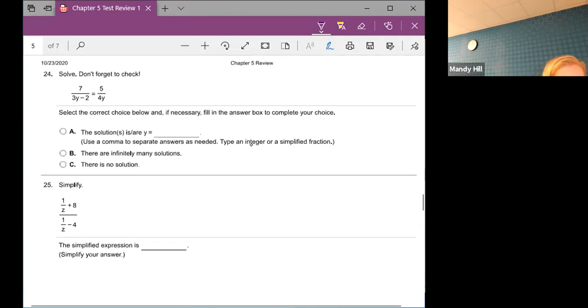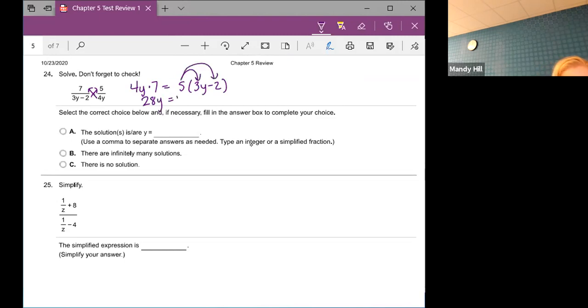Last two problems. They want us to solve this for y. We know that you cannot have y's on the bottom and solve. So when it's a fraction like this, one thing you can do is cross multiply. So 4y times 7 equals 5 times 3y minus 2. This side is just going to be 4 times 7, which is 28y. Going to have to distribute this 5 to both things. So that's going to be 15y. 5 times negative 2 is negative 10.